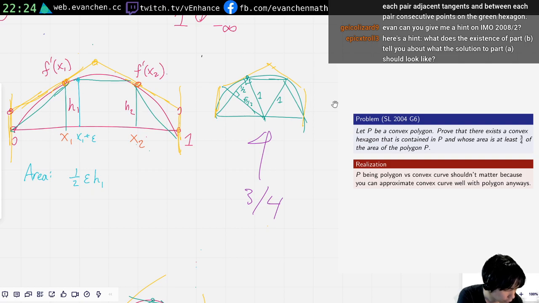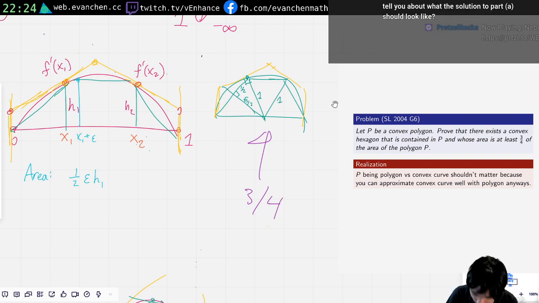Is that a hint for my problem? Oh no, that's what 2008 too. Yes, that's a great hint. Because part B exists, it rules out many approaches for part A.